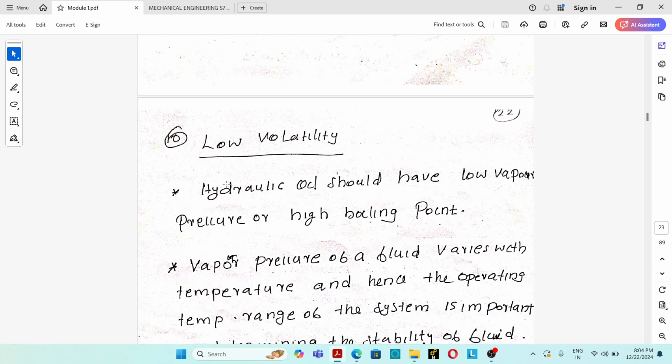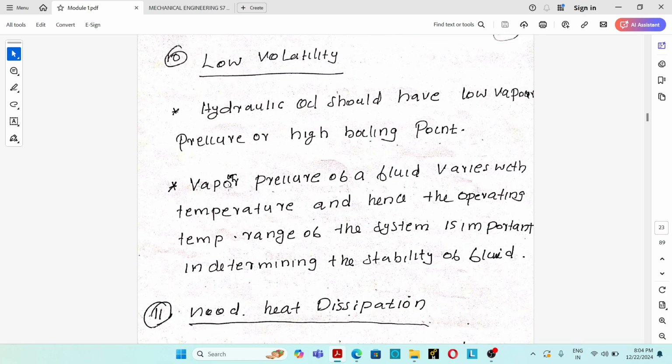Tenth property of hydraulic oil is low volatility. Hydraulic oil should have low vapor pressure and a high boiling point. The oil we choose should have low vapor pressure, not high, or a high boiling point. It should not boil easily. It should have a high boiling point.